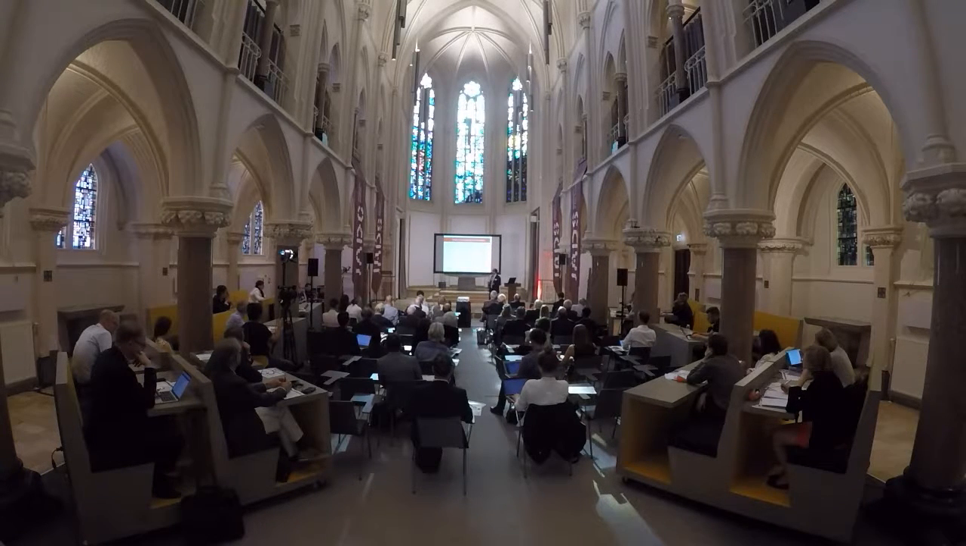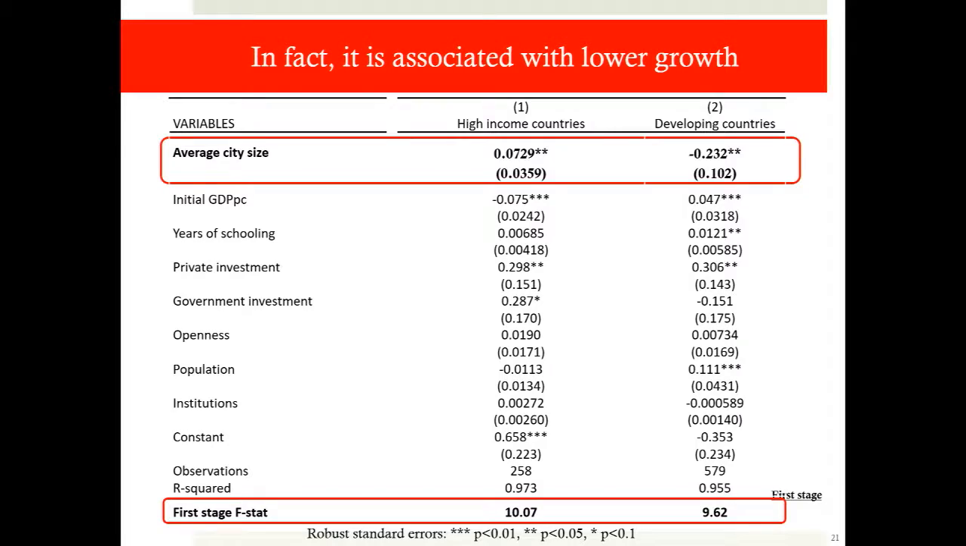If anything, when you do instrumental variable analysis, the connection between average city size, concentration, greater growth of cities in developing countries is associated to lower levels of growth. That's not the case in high-income countries, the places where the theory has been developed, where there's a positive association between average city size and growth. So here we have the first division.